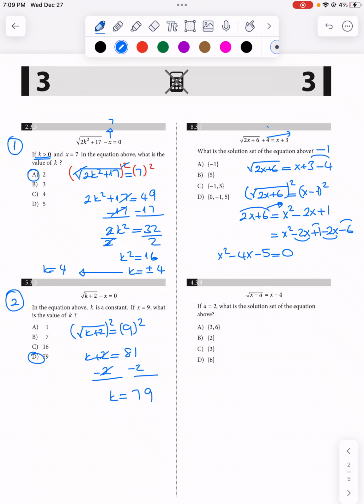And then we just factorize it, guys. We need to find out the factors of negative 5 that add up to negative 4.